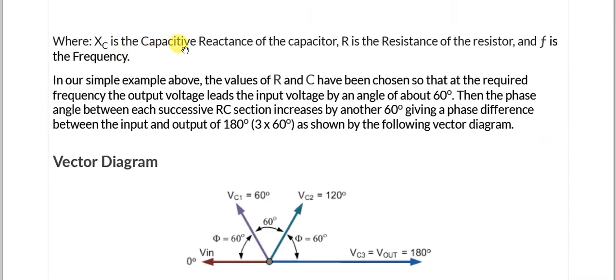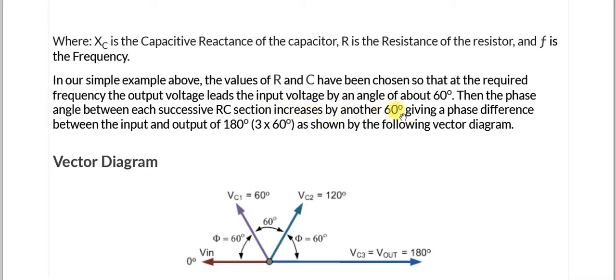In our simple example above, the values of R and C have been chosen at the required frequency. The output voltage leads the input voltage by an angle of about 60 degrees. Then the phase shift angle between each successive RC section increases by another 60 degrees, giving a phase difference between the input and the output of 180 degrees.